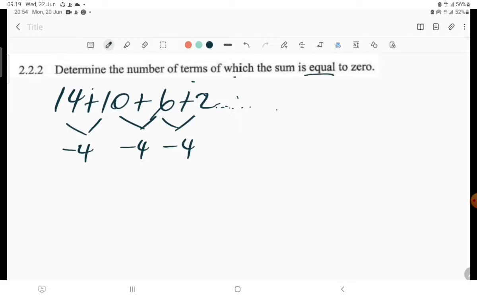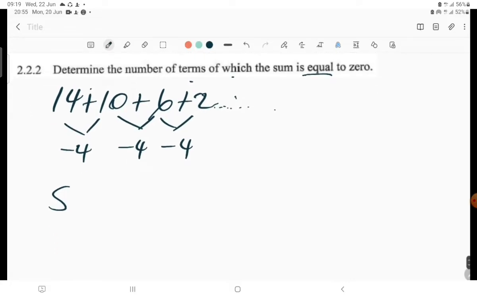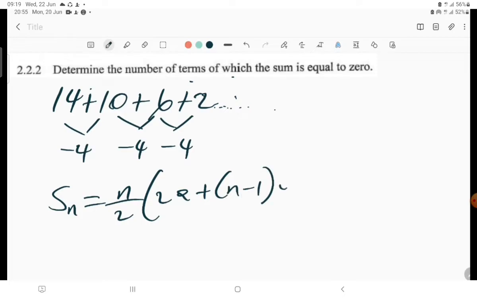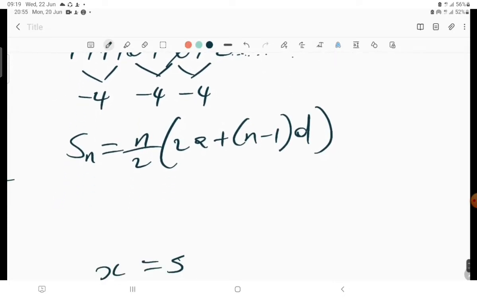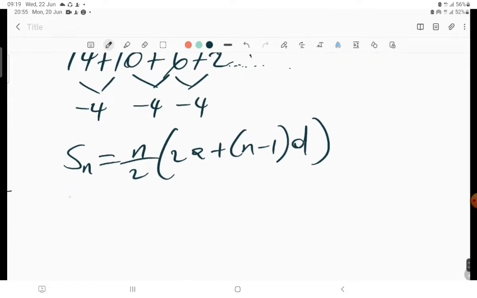So on that note, we need to remember the sum, especially if you don't have the last term. We definitely don't know the number of terms, but we know that when we add them up, they are going to give us 0, because they're saying the sum is equal to 0. So we have the formula, which says n over 2, then 2a plus n minus 1 times d. We can substitute in the place of Sn, because the sum is equal to 0.